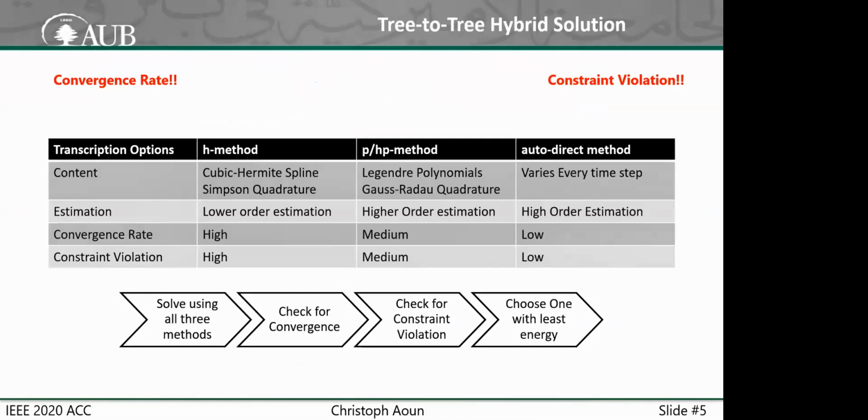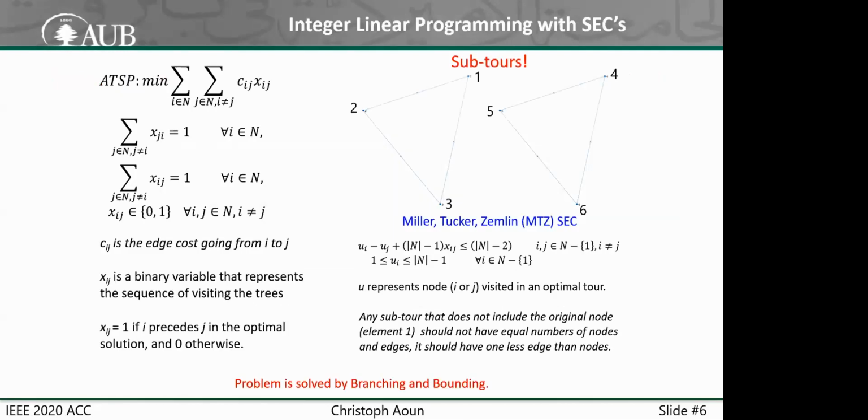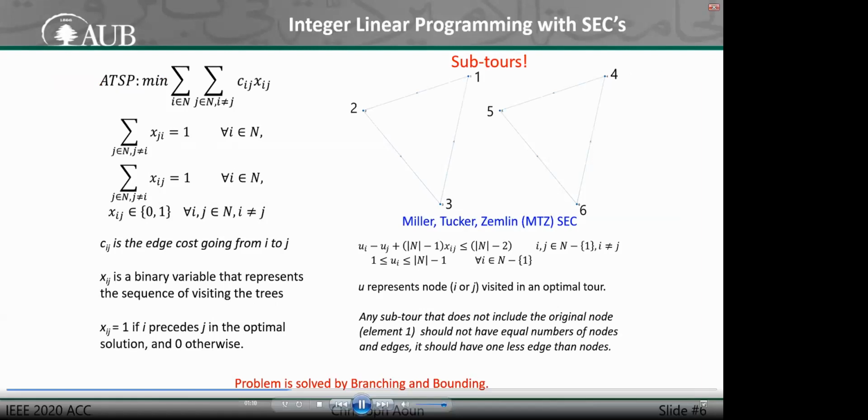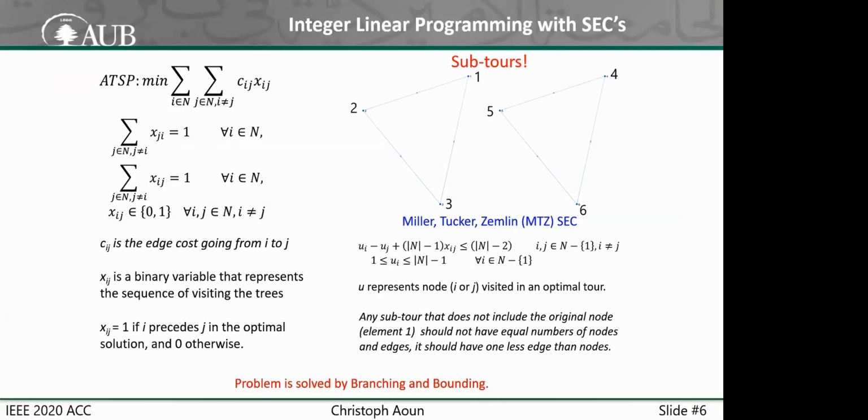However, in order to solve this optimal control problem, we use a hybrid method with various discretization and optimization methods to check for convergence, minimize constraint violations, and minimize the energy consumption in total. After determining the energy consumption between each pair of trees, and in order to determine the global optimal tour, an asymmetric traveling salesman problem is formulated, and it is solved using integer linear programming and subtour elimination constraints.